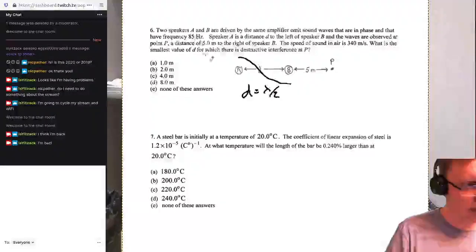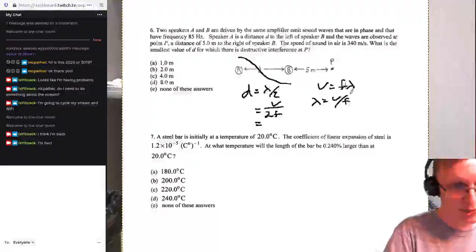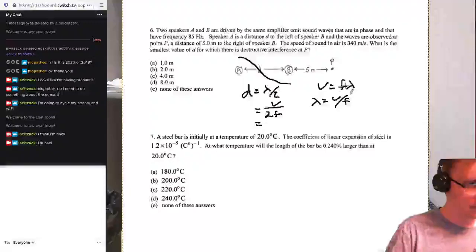But we are not given lambda, we are given f. So we have v equals f lambda. Therefore, lambda is equal to v on f, which is v on 2f. Punching in our numbers, it has a velocity of 340 meters per second divided by 2 times a frequency of 85 Hertz. That is 2 meters, exactly 2 meters.